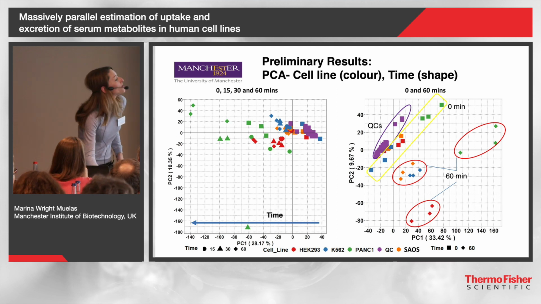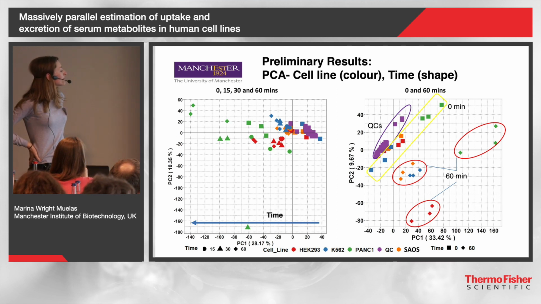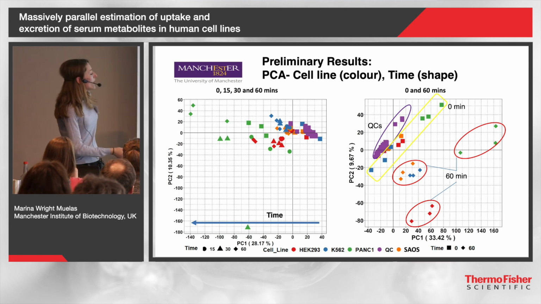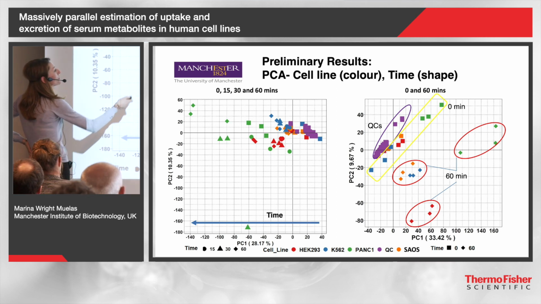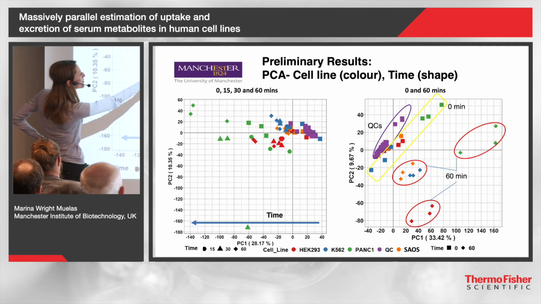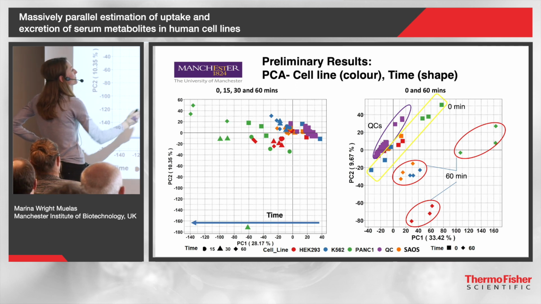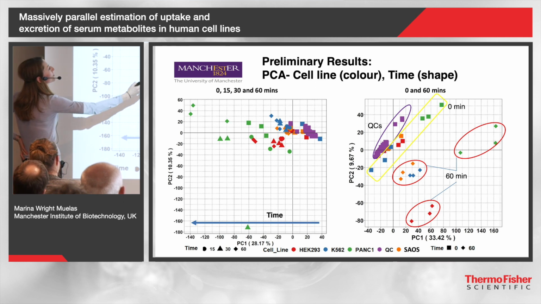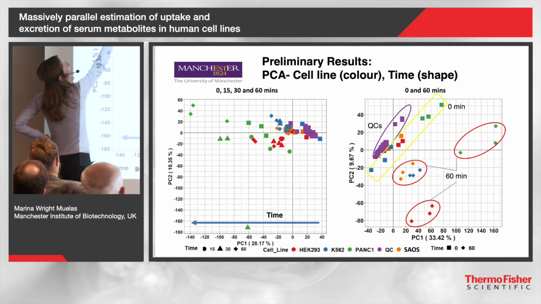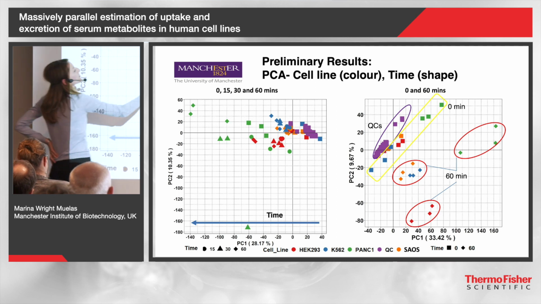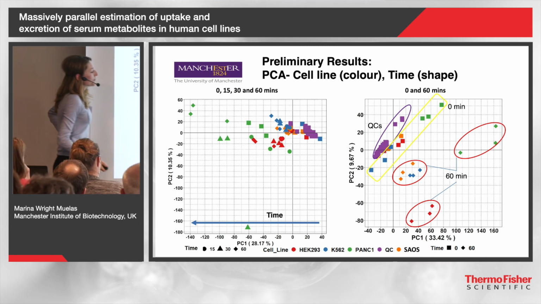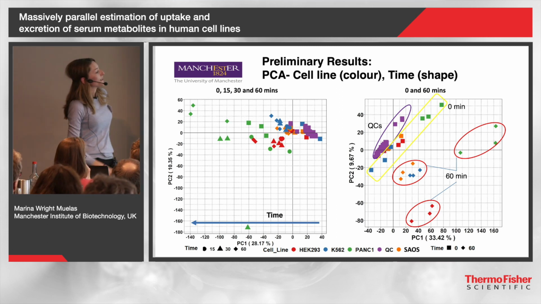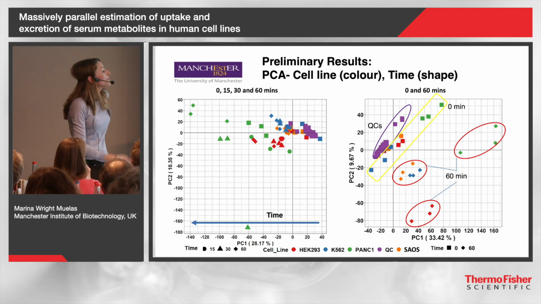And then some of our PCA plots here. You can see over time, if you look at the purple squares, those are our QCs. And we can see differences already in PC1 for cell lines and also over time. So over here we've got, I think it's the PANC1 cell lines, 60 minutes versus 0, which is around here. So things seem to be working. And on the right hand side we've just got time 0 versus time 60. And we can see very good differences between the cell lines and also over time.